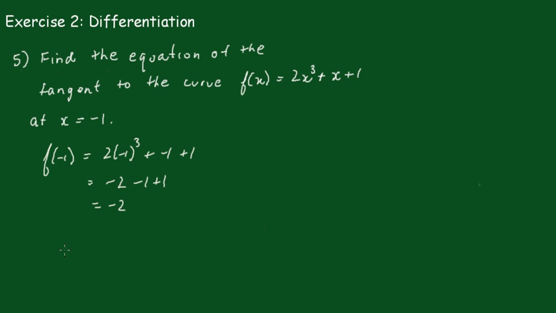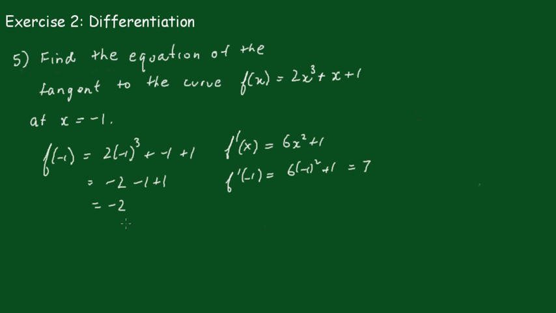Now we need to differentiate to work out the gradient, so f dash x is equal to, the 3 comes down, becomes 6, take 1 off the power, x squared, and this is just going to be 1, the coefficient of the x. Putting in the negative 1, we're going to get 6 times (-1) squared plus 1, and that's going to give me 7.